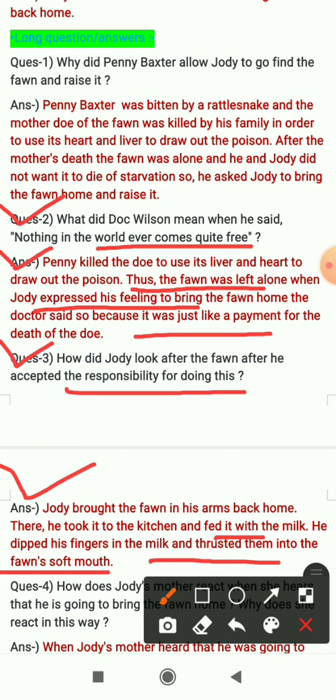So Jody brought the fawn back home in his arms, and then he took it to the kitchen. There he fed it with the milk, and he fed it by using his fingers. And like this, Jody looked after the fawn.